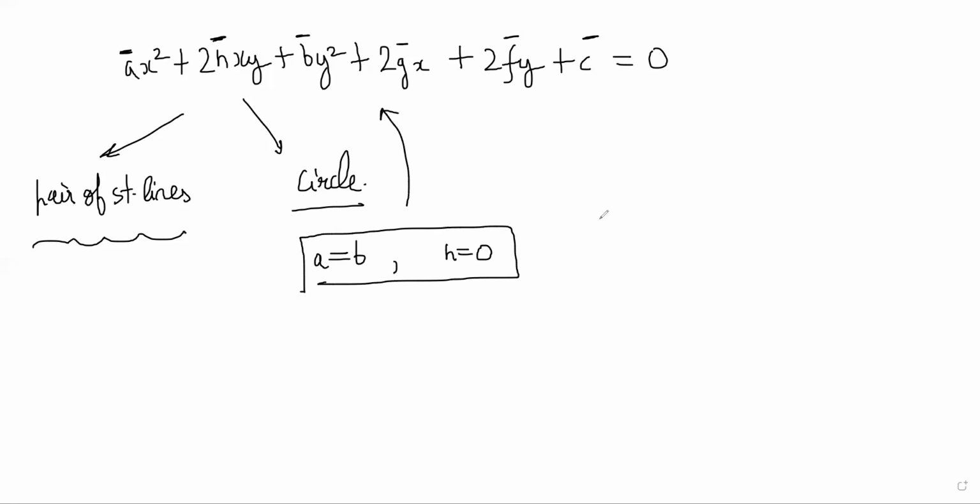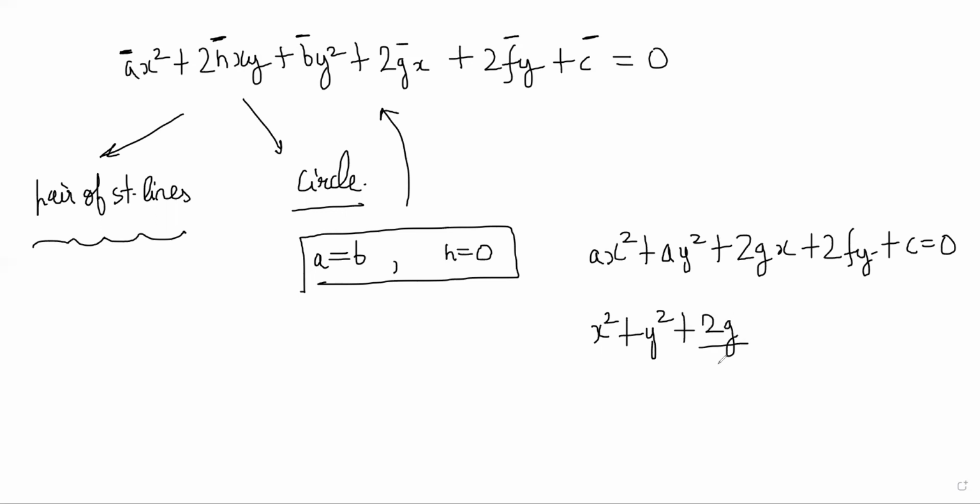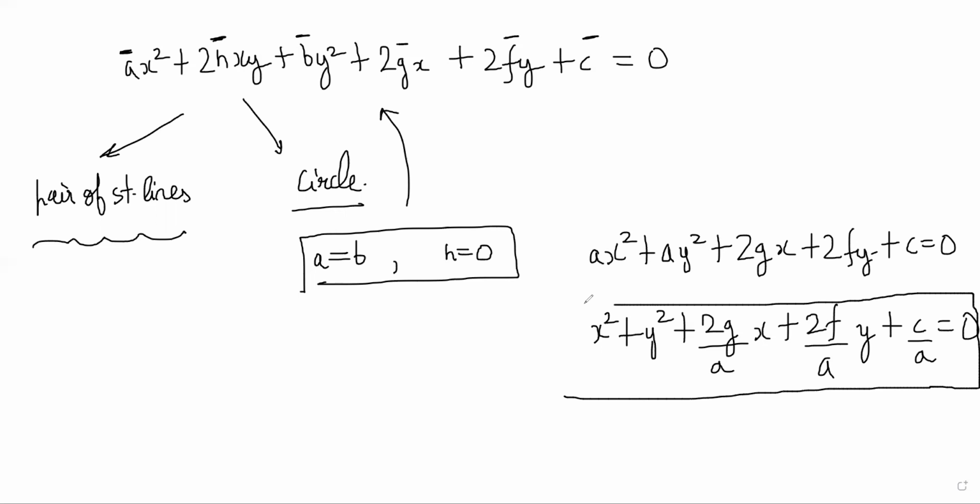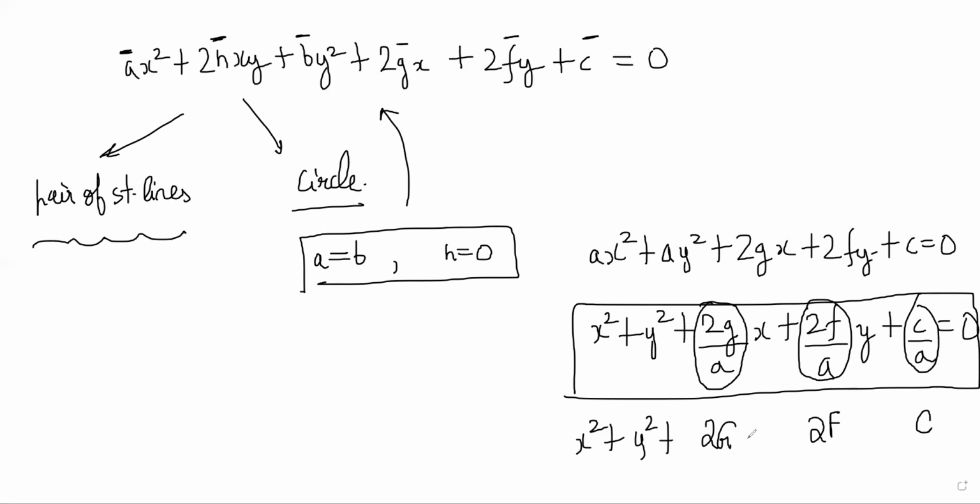If that is true in this equation, what you end up getting is something like this: ax square plus ay square plus 2gx plus 2fy plus c is equal to 0. And you can divide by a throughout and get this equation, plus c by a is equal to 0. This is what we get from the general 2-degree equation. The standard circle equation is written by assuming that this quantity is called 2 capital G, this quantity is called 2 capital F, and this quantity is called C. And in that case, your equation looks like this.